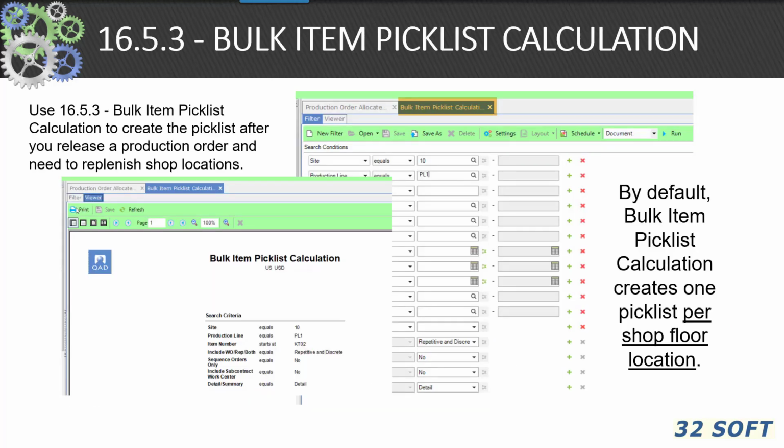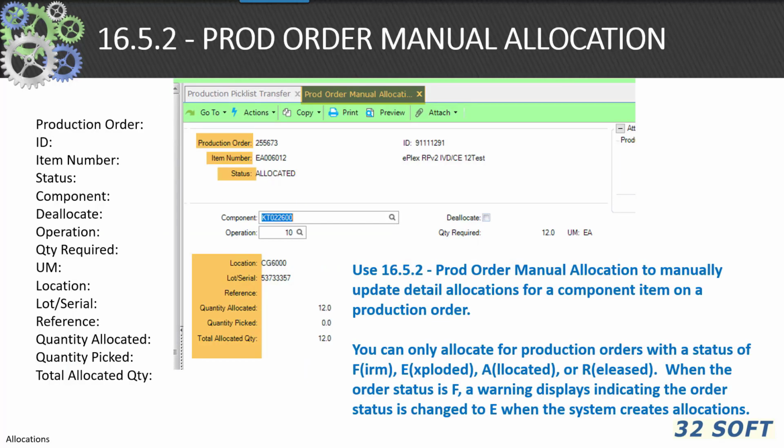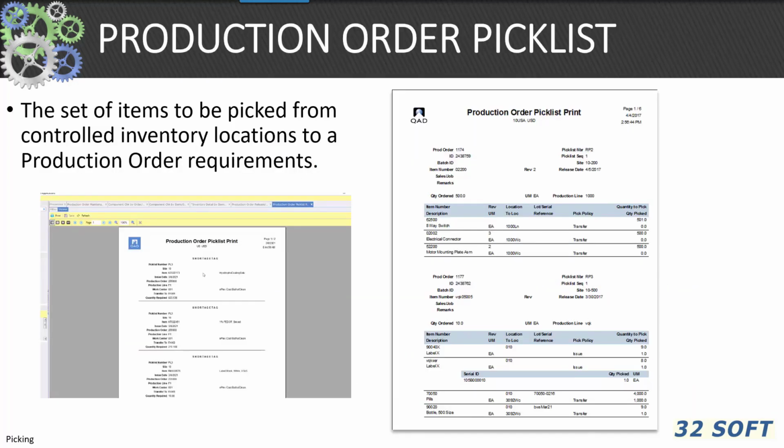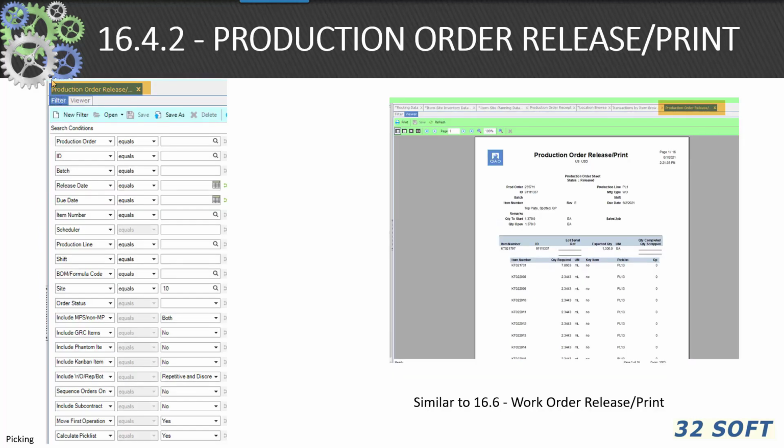The 16.5.3 bulk item pick list. This allows you to create the pick list for a particular shop floor location, one pick list per. The 16.5.2 production order manual allocation, you can use this to update detail allocation for components on a particular production order. The production order pick list itself is associated with the production order requirements.